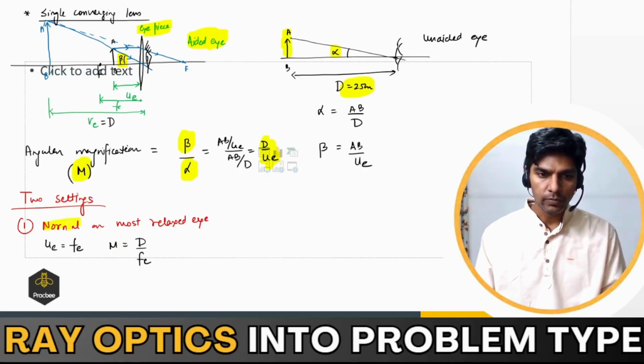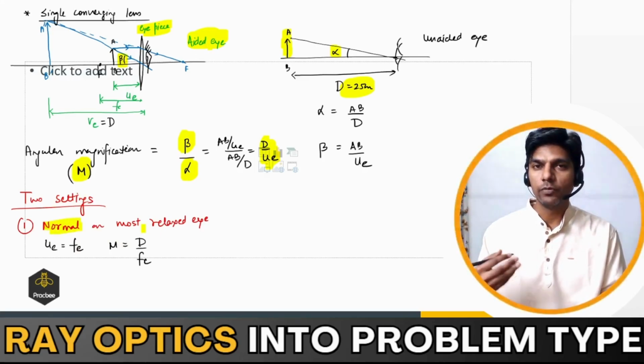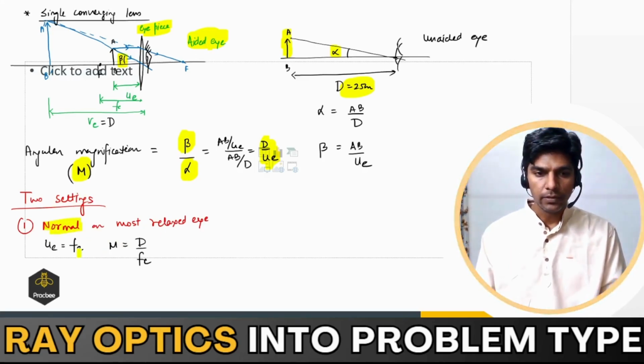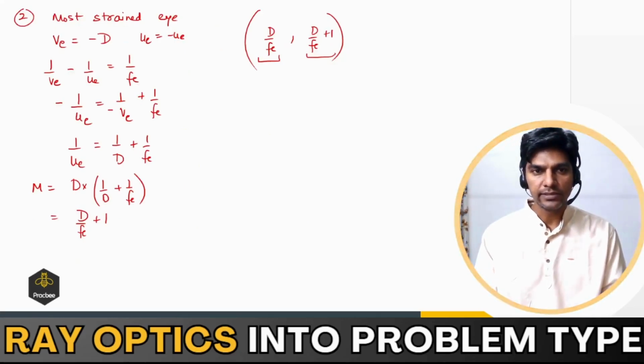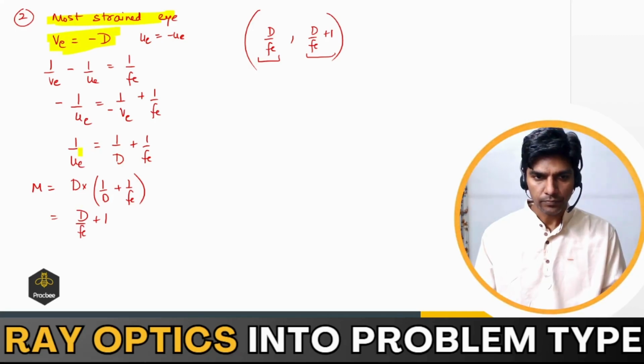So one is the normal setting, when the final image is being formed at infinity. In this case, u_e is nothing but f_e, and the magnification will be given by D by f_e. The next setting is the most strained eye, where the final image is being formed at the least distance of distinct vision, which is D. In this case, u can be written as D f_e upon D plus f_e. So the magnification will be given as D by f_e plus 1.